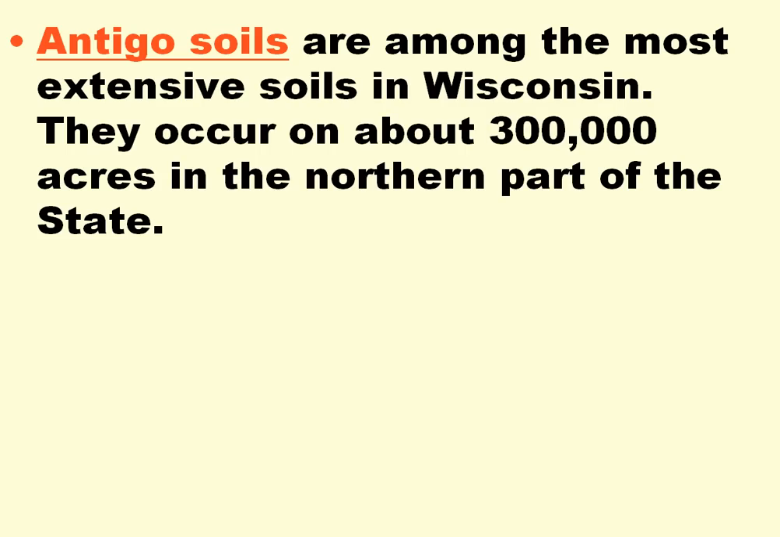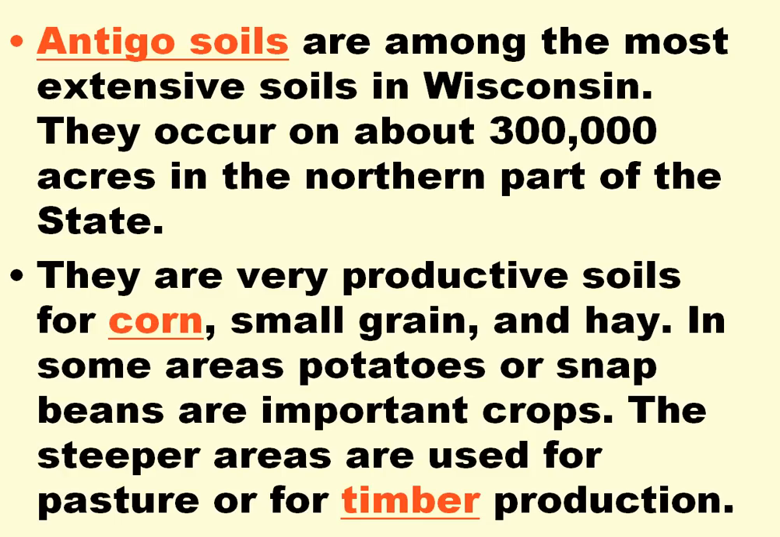The Antigo soils are among the most extensive soils in Wisconsin. They occur on about 300,000 acres in the northern part of the state. And these soils are very productive soils. They're good for corn, small grains, and hay. In some areas, potatoes or snap beans are an important crop. And the steeper areas are used for pasture or for timber production. So these soils are very productive.